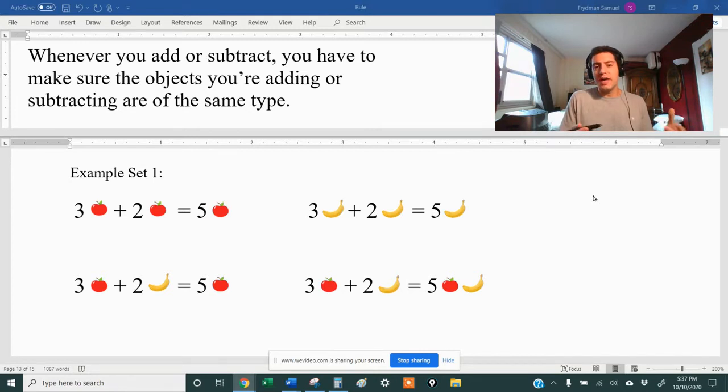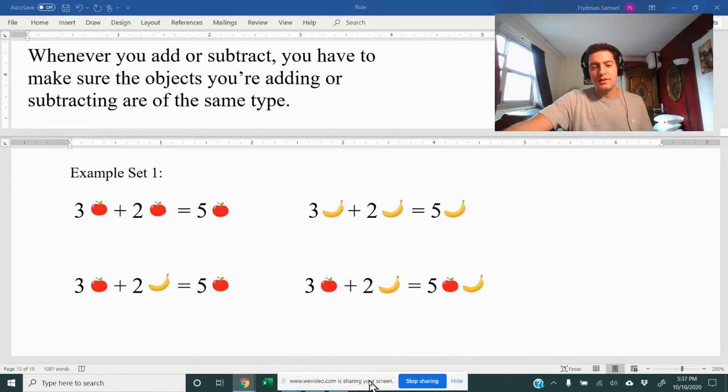This is true if you're adding or subtracting numbers written in scientific notation. So this is a concept which cuts across anything that you might be adding or subtracting. You must make sure that the objects which you're adding, which is putting together, or subtracting, taking away from each other, are of the same type. So let's look at a very simple example that we might see in elementary school.